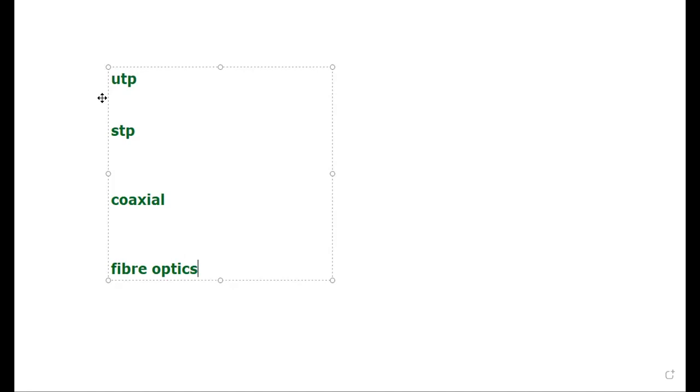So you'll have to draw the diagram if they ask you to write a note on UTP or STP. But if they ask you to compare, there is no need to draw the diagram. Whenever you're comparing, you'll have to talk about the cost.